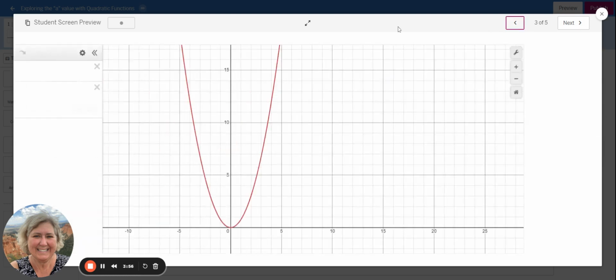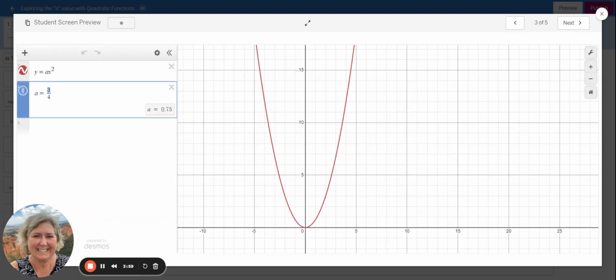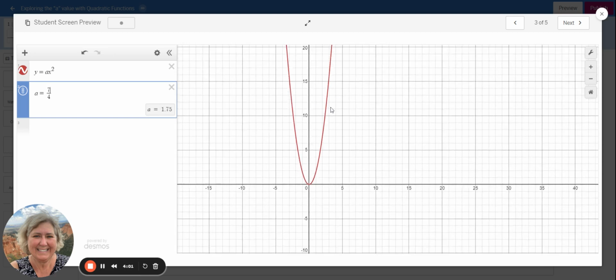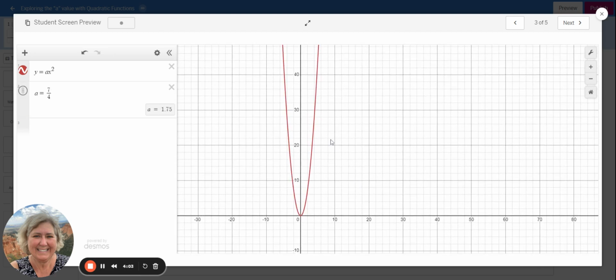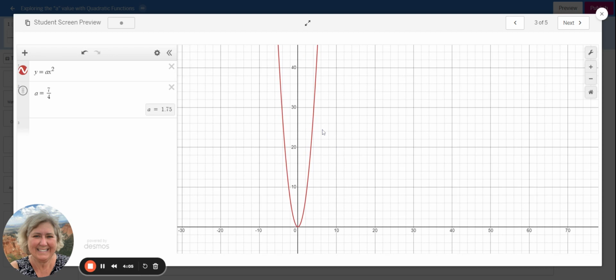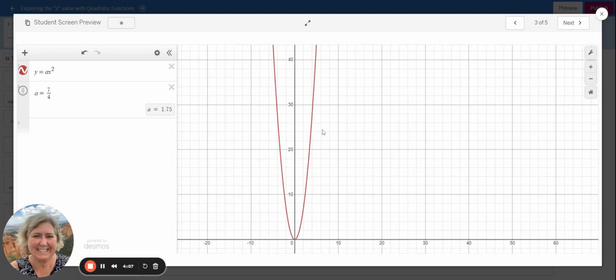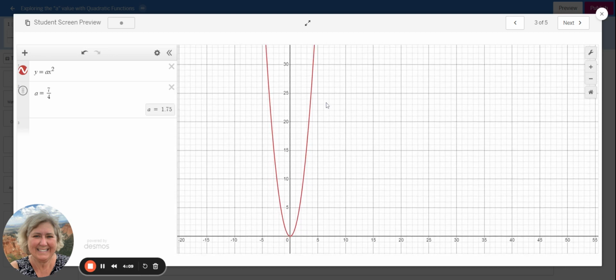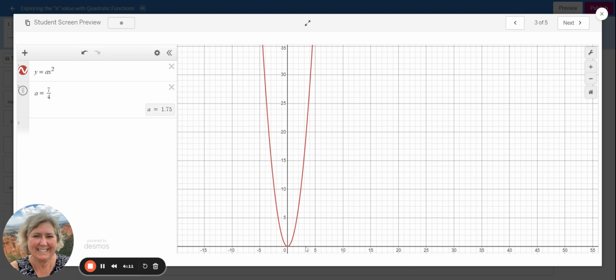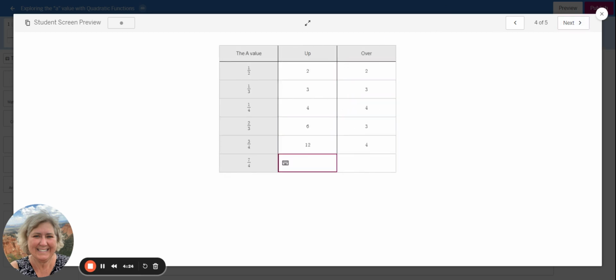And let's do one more, put 7/4 here and see what happens. And what you'll find is, if I follow my 4, because that's what I'm expecting, right here is at the 28. So it literally went up 28 and over 4. So let me go back over here: up 28 and over 4.